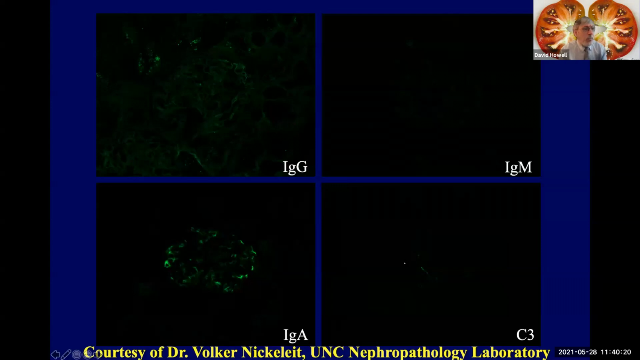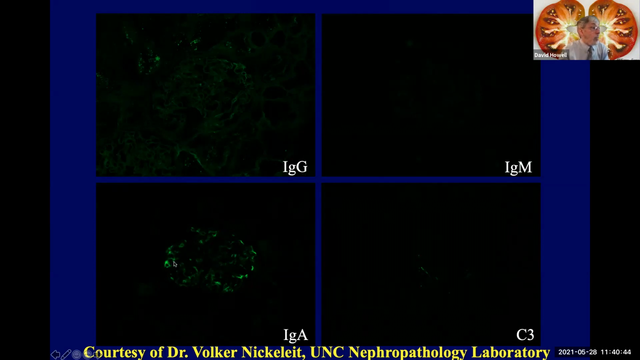So at the time we got this biopsy, we didn't have immunofluorescence worked up on paraffin sections, but fortunately, we're about 10 miles down the road from the University of North Carolina, and UNC and Duke are intense rivals in basketball and football. But we are close collaborative friends in renal pathology, and Dr. Volker Nicolait, who had this test worked up, very kindly did it for us.